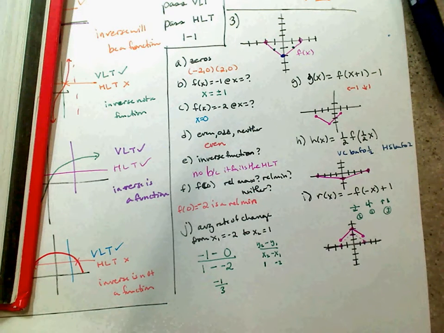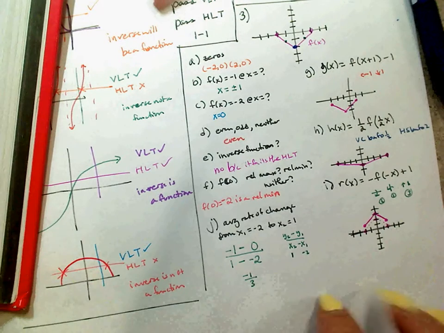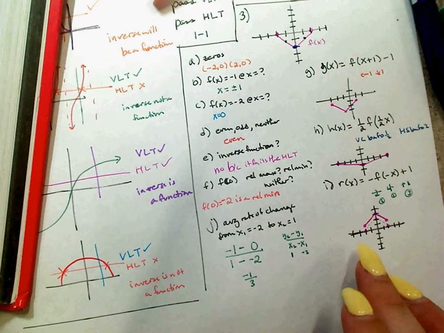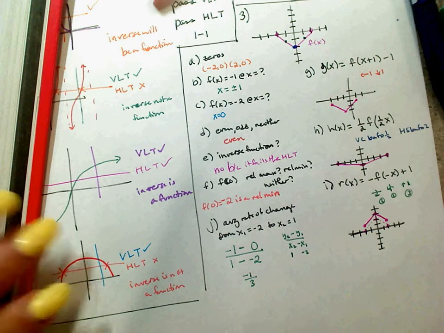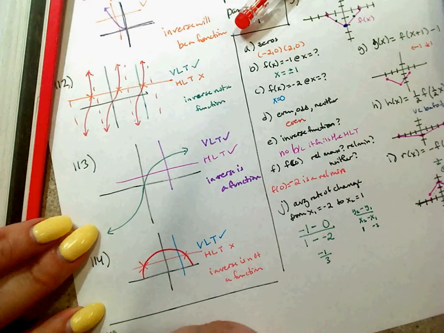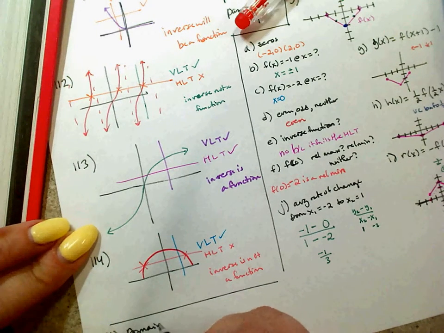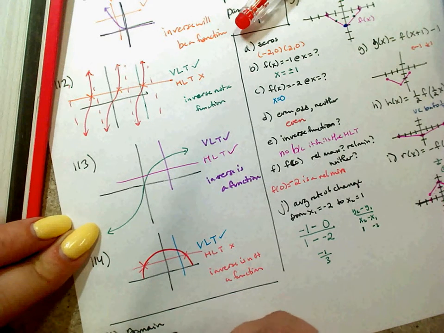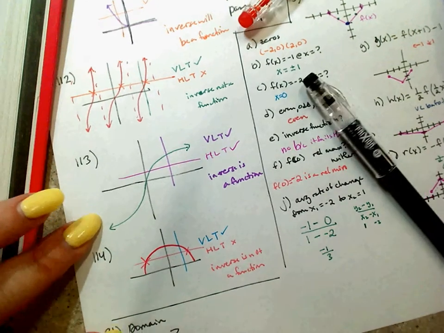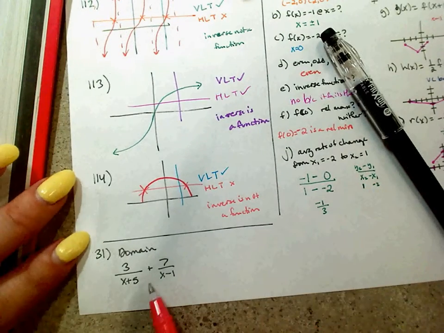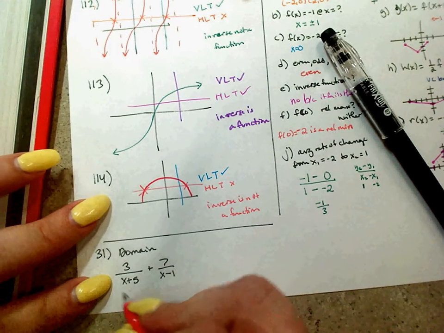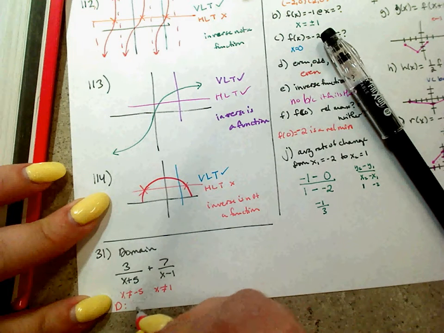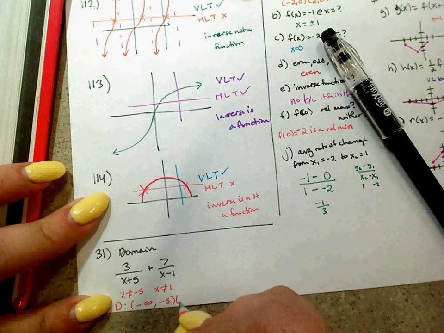And that's number 3. So let's look at number 31. It says find the domain of each function. So all I need to do is find the domain of 3 over x plus 5 plus 7 over x minus 1. This one right here, domain issues, I've got fractions. Okay, so x cannot equal negative 5 and x cannot equal 1. So my domain is negative infinity to negative 5, negative 5 to 1, and 1 to infinity. And there we go.